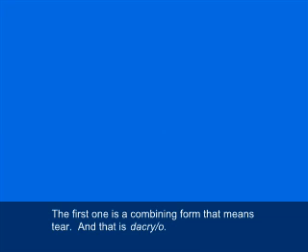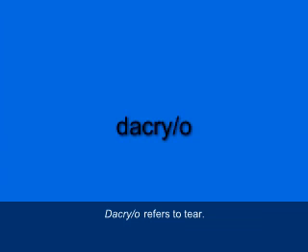Then we have some word parts related to the tear production. And the first one is a combining form that means tear, and that is dacryo, DACRY/O. Dacryo refers to tear.